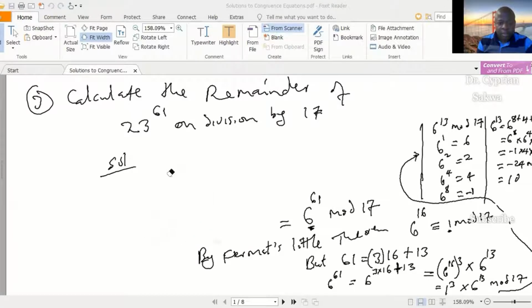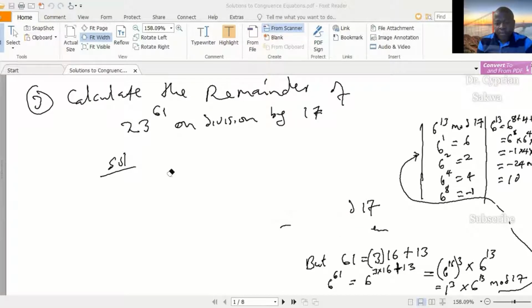First of all, I want to see if Euler's theorem can be used, and if it can, then I use it. I don't want to erase the other part because it might be similar to what I will want. So I want to check whether 23^61 mod 17 can be done by Euler's theorem.